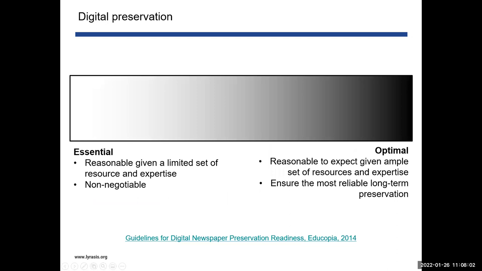Again, I think folks can get stuck in the perfect-is-the-enemy-of-the-good loop here, where it either has to be perfect or nothing at all, but it's more of a spectrum. You can do some essential parts of digital preservation that are reasonable, even with limited resources or expertise. And then you can continue to build towards optimal digital preservation, meaning more than is reasonable with ample resources, and which would probably be more reliable for long-term preservation.